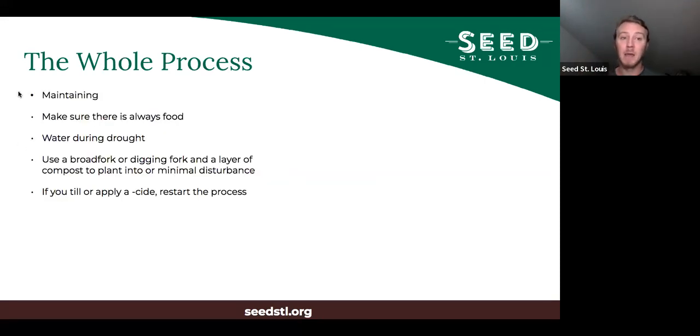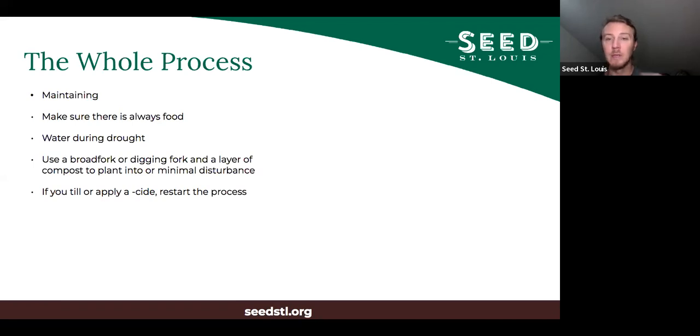And then for maintenance, make sure there's always food. Your goals with your garden for improving soil health and maintaining soil health is you want to make sure there's always food for those soil microorganisms. So if a crop is not growing, make sure there's a cover crop or mulch on your soil. Don't leave bare soil for weeks and weeks at a time. Your soil is degrading anytime that is happening.